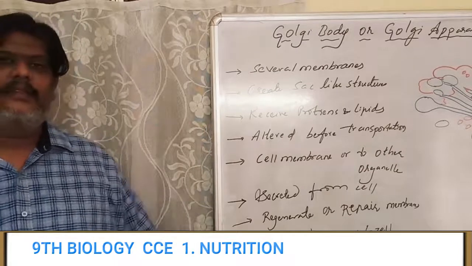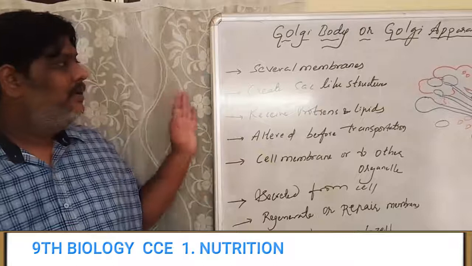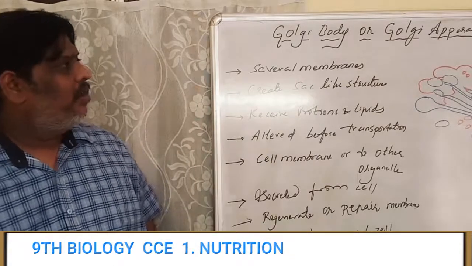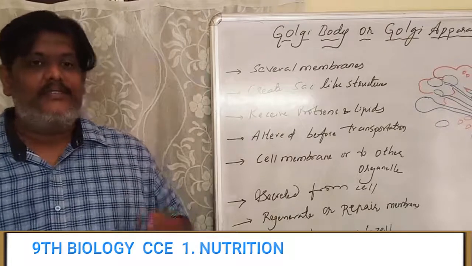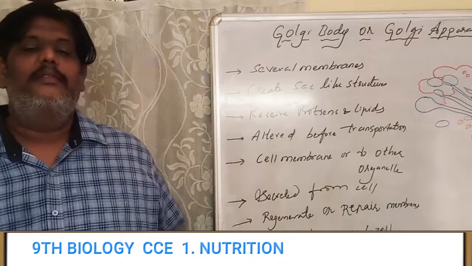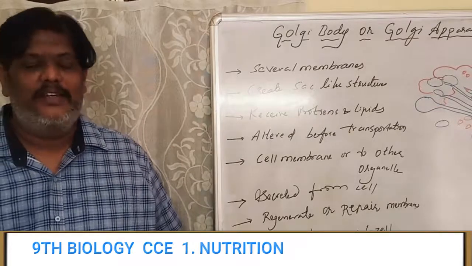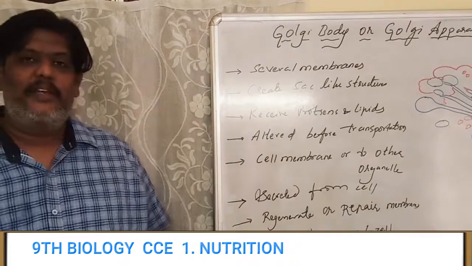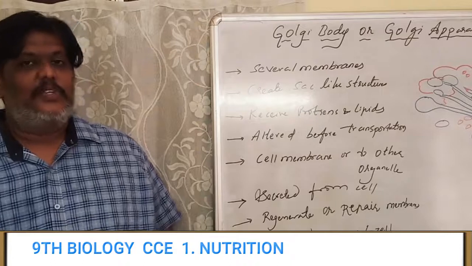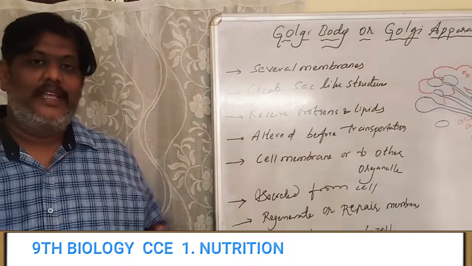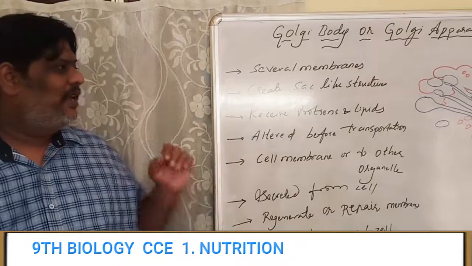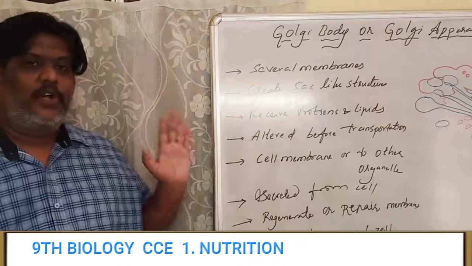And the third point is that the Golgi complex, Golgi bodies or Golgi apparatus receives the proteins and lipids which are produced by the endoplasmic reticulum. We have seen that it produces the lipids as well as proteins. These lipids and proteins should be transported to the different parts of the body, isn't it? So that's why they come to the Golgi complex.